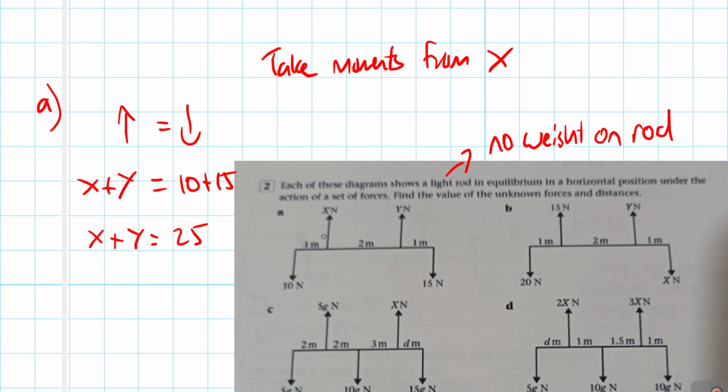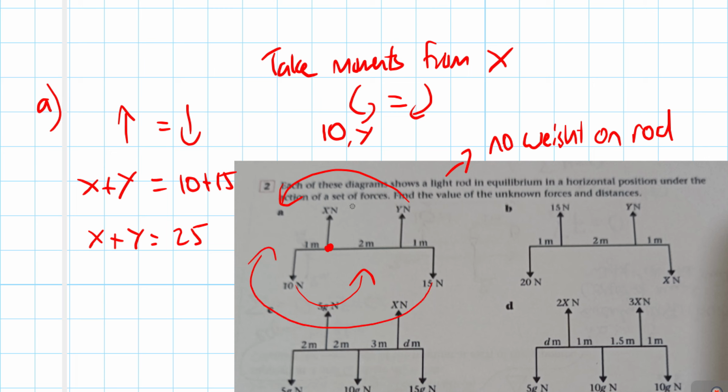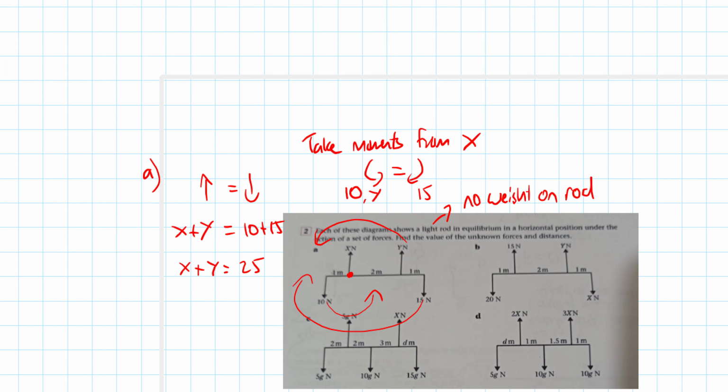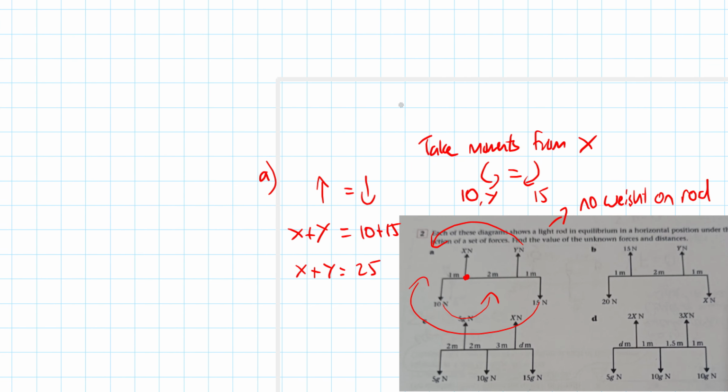If we take moments from x, we need to determine the way in which the forces go round x, like a clock. Imagine that this is the centre of the clock. We know the principle of moments: anti-clockwise equals clockwise. So the 10 is going anti-clockwise, the y is also going anti-clockwise, and the 15 is going clockwise. Feel free to draw on your diagram to know which way the forces are going. Then we do our formula, which is moments equals force times distance.